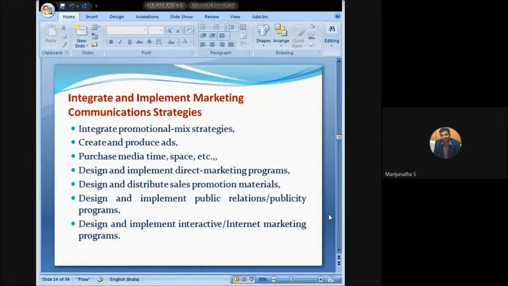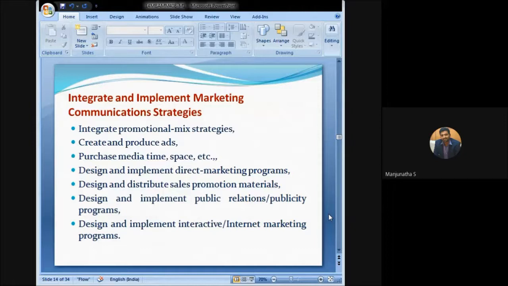We put all the efforts into promotion strategies, bringing all the IMC programs together, following up, and developing them. Then create and produce the ads relating to our IMC programs. That means, as we have planned, created objectives, made the budget, and made the strategy in the previous steps, as per that we have to create and produce the advertisements. That is the execution stage.